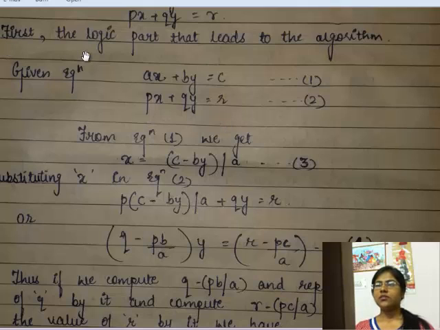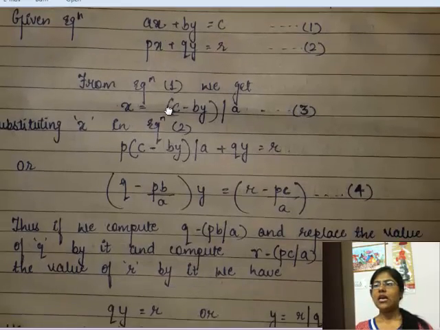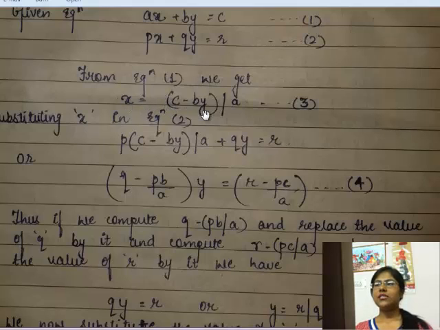So starting with the solution, first the logic part that leads to the algorithm. These are the given equations, and from equation 1 we get x equals (c minus by) upon a, which is our equation 3. Substituting this value of x in equation 2, we get p into (c minus by) upon a plus qy equals r. Or we can rearrange the equation and write it as (q minus pb upon a) into y equals r minus pc upon a, which is our fourth equation.